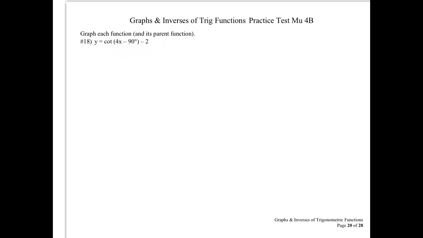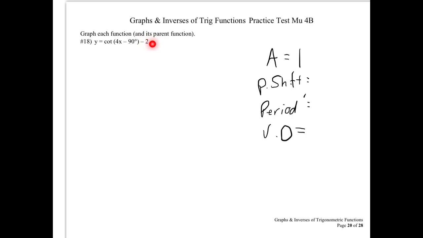Supposed to graph the function and its parent function. To do this successfully, I need to know what A is, which is the lead coefficient, which is a 1. I need to know what my phase shift is, which requires some work. I need to know what my new period is, which requires some work. I need to know what my vertical displacement is, which requires no work. That's the number you're adding or subtracting on the outside of the angle, which is negative 2.